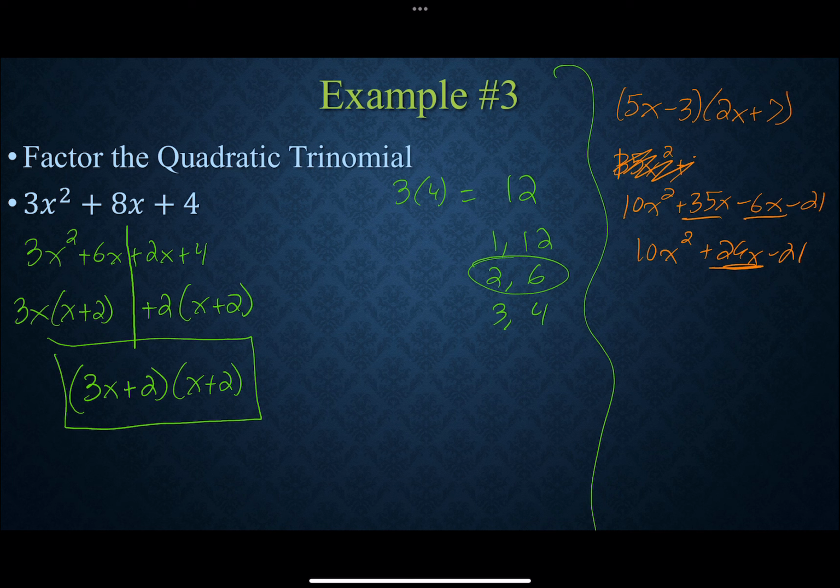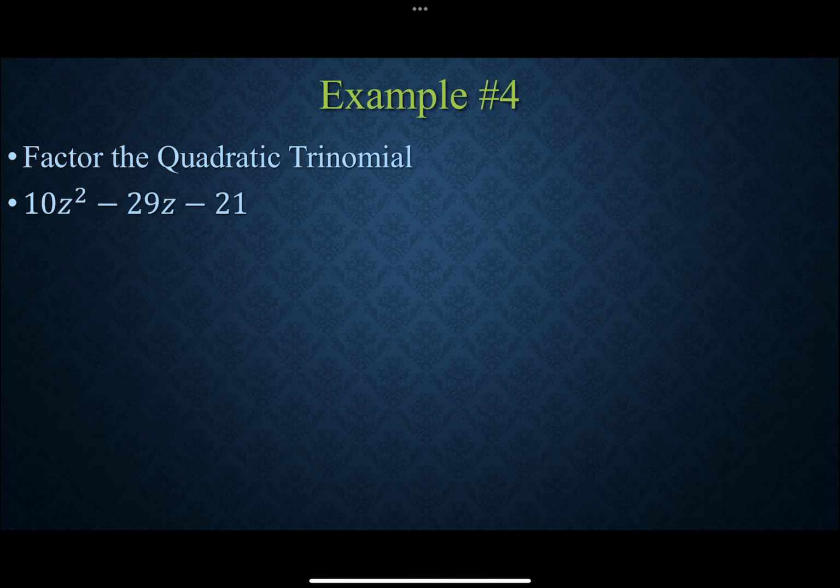All right. So we take a look at our next example here. Again, there's a reason why I picked the numbers I picked on the previous one, just to show how we got to our end result here. So we're going to multiply our first and last numbers together. 10 times negative 21, we get a negative 210.